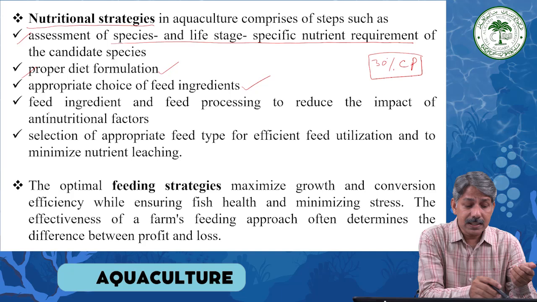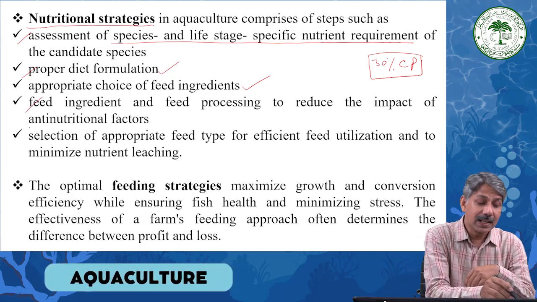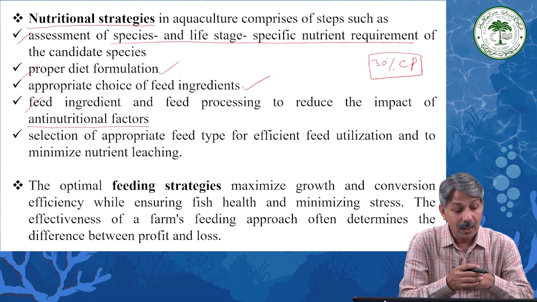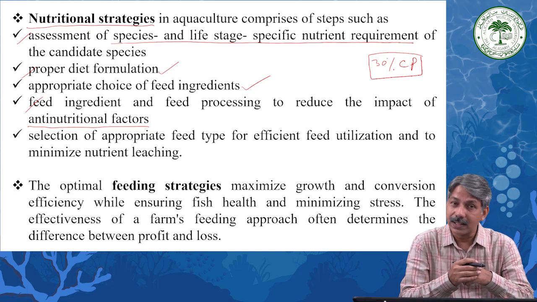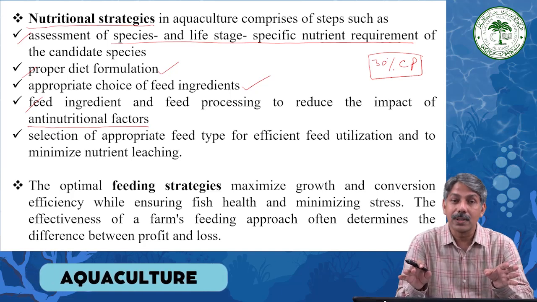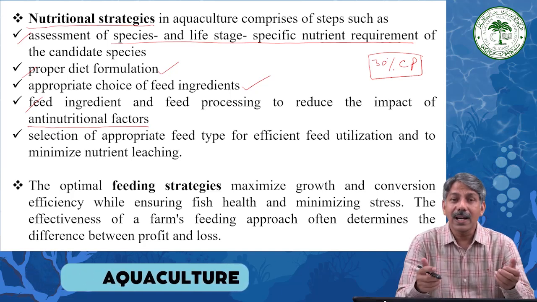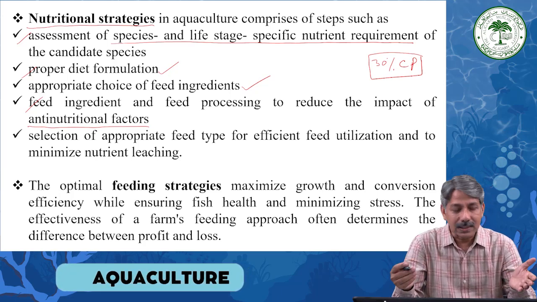Now, feed ingredient and feed processing to reduce the impact of ANFs, anti-nutritional factors. It's always advisable that whichever feed ingredient you are choosing, you must have an idea of what kind of profile it has, not only in terms of nutrients, but also in terms of whether any anti-nutritional factors are present. If any anti-nutritional factors are present, then it is our responsibility to get rid of those ANFs, or at least minimize them as much as possible. I can give you some examples.